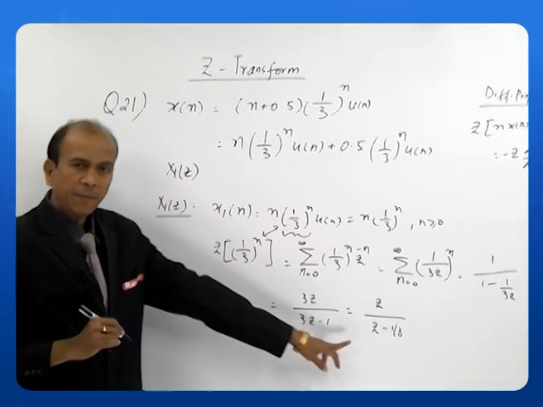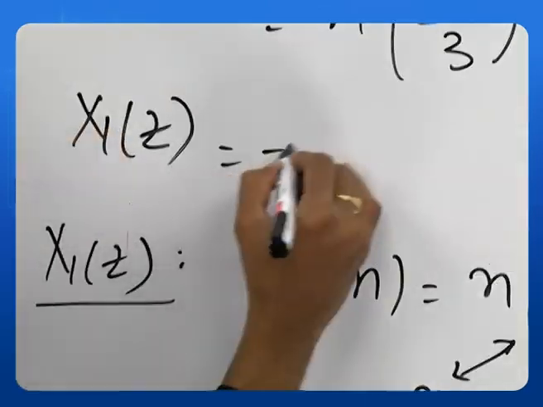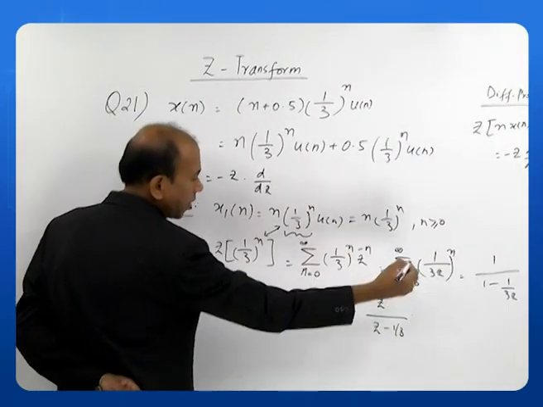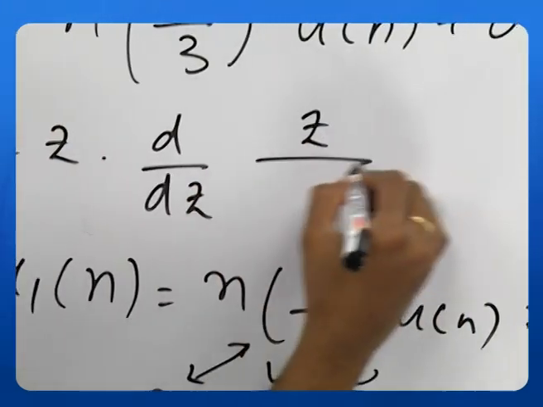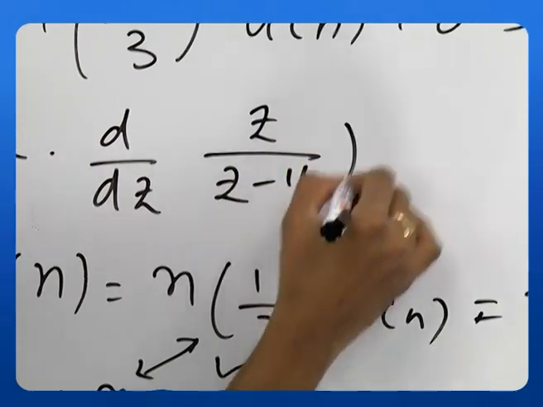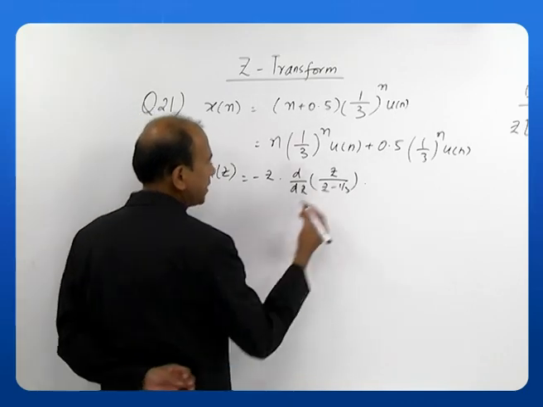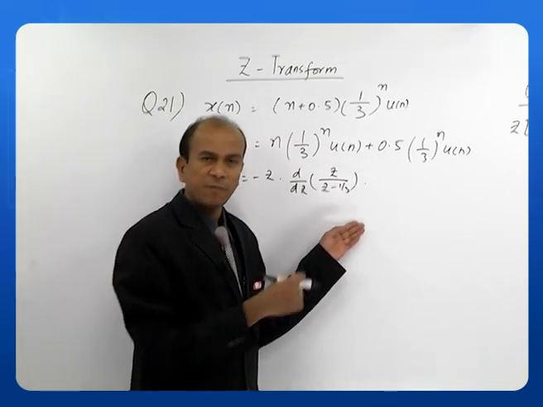x1 of z now will be minus z d by dz of, how much is that? z by z minus 1 by 3. So we have to calculate this. Now let us do this. What is this? Again we have to use the differentiation formula which you all know.